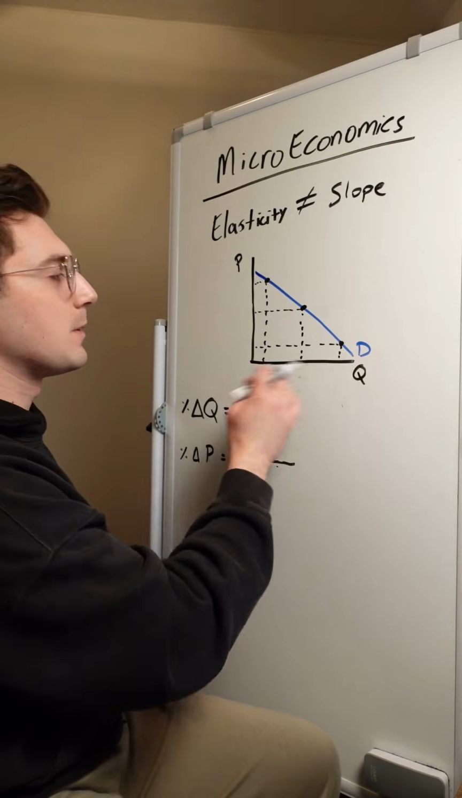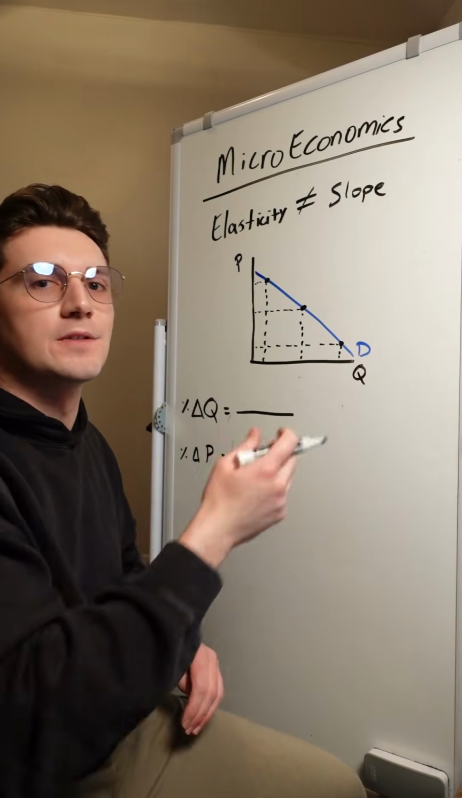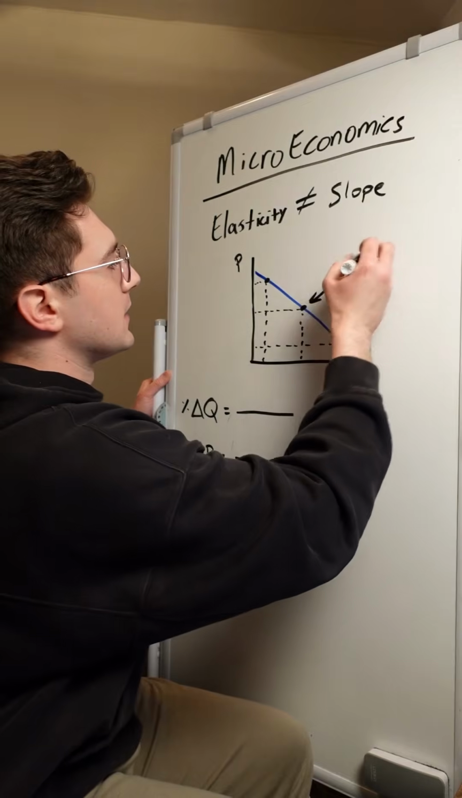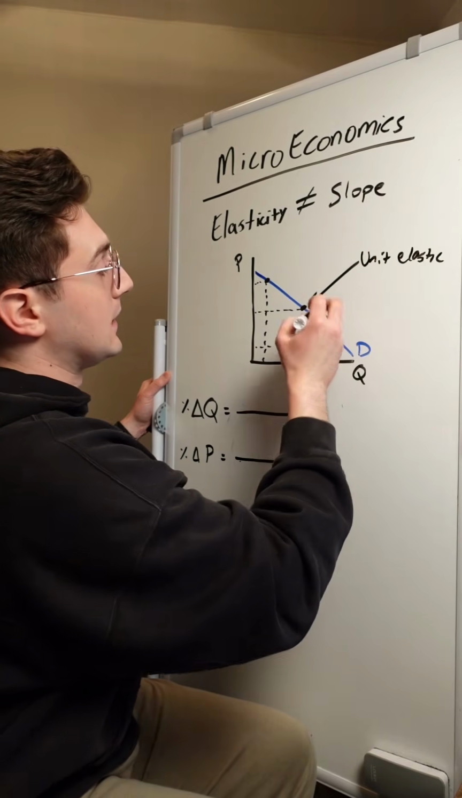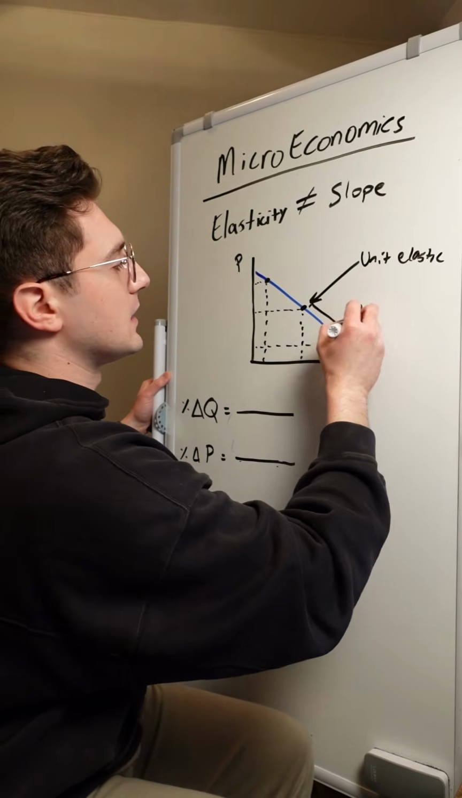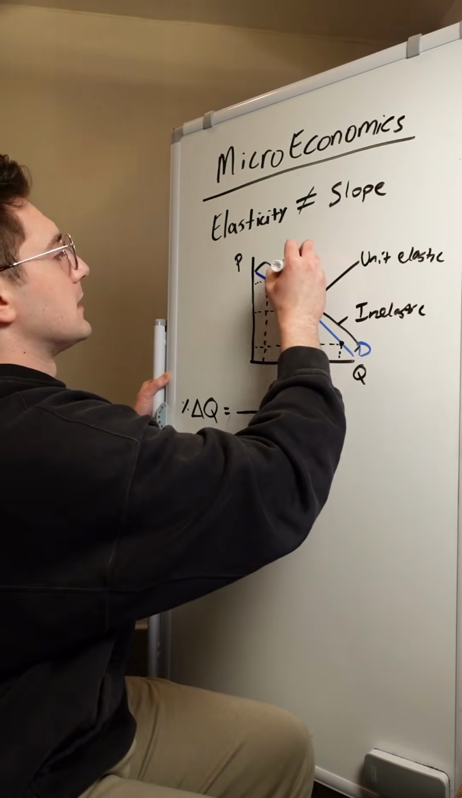Now before we pick these 2 points and solve for the midpoint method, there's elasticity regions that you need to know on the demand curve. If our midpoint falls right in the middle here, it's going to be unit elastic. If our midpoint falls somewhere in this bottom half of the demand curve, it's going to be inelastic. And if our midpoint falls somewhere on this top half of the curve, it'll be elastic.